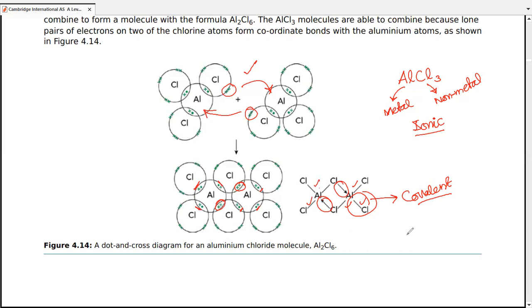Aapko pata hai, we have been talking about aluminum as a metal. Humne aluminum ke uses padhe hue, humne aluminum ki IGCSE mein extraction padhi hui hai. Sab kuch as a metal discuss kiya. No doubt, that is true. Aluminum is a metal and a light one at that. Okay. Chlorine is a very good non-metal.